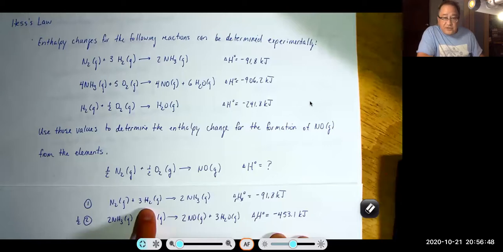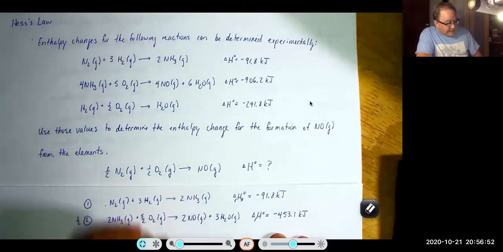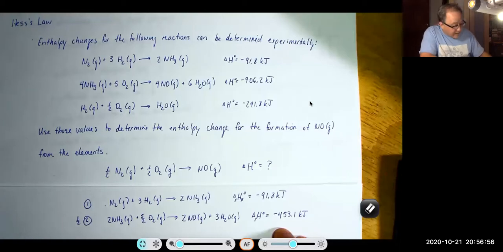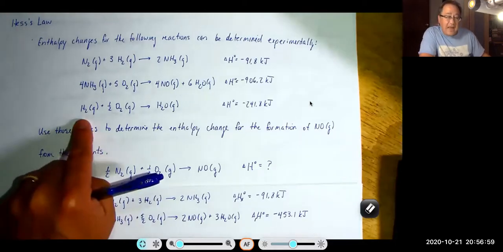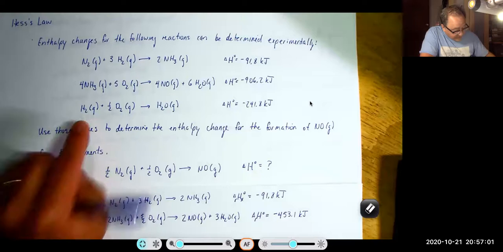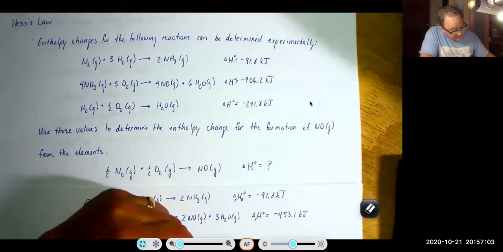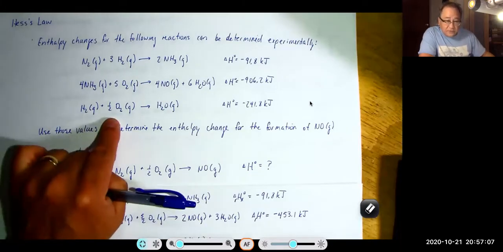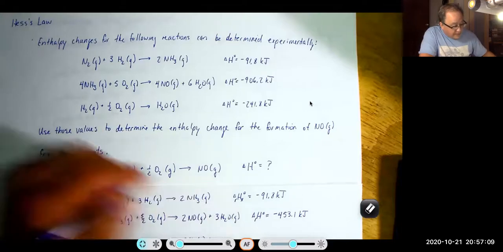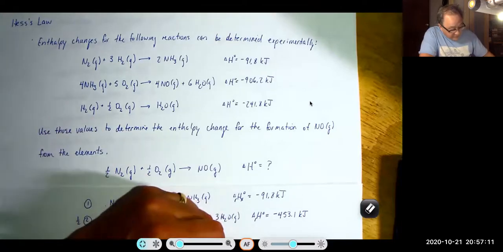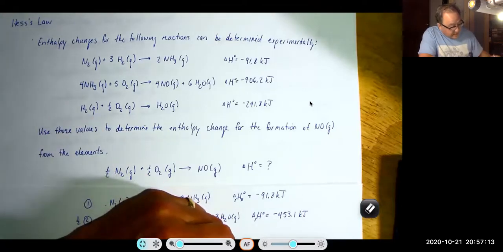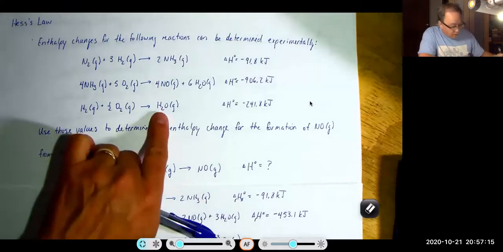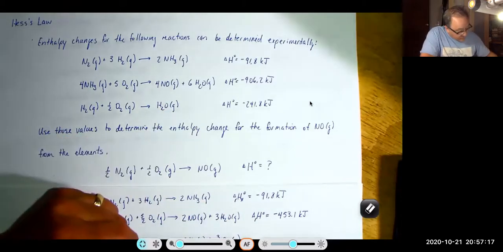So that 3H2 has got to disappear, which means on this side, I have to get 3H2. Well, take a look at this reaction. Can't I triple it and reverse it and get 3H2? You bet. Now, if I have 3H2, what am I going to have for O2? I'm going to have 3 times 1/2 or 3/2 O2. And here, what I'm going to have for H2O? I'm going to have 3 H2O.